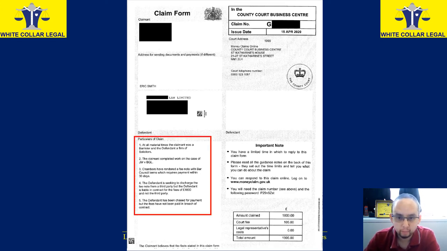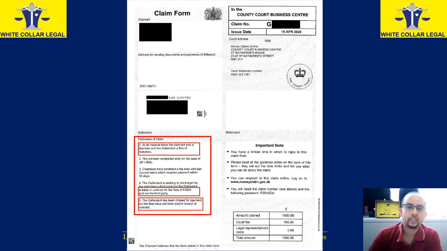And in particular, paragraph 1, the claimant is a barrister and they really should know what they're doing. The defendant, my client, is a firm of solicitors. Can you really believe solicitors coming to us for help? It really does seem like a straightforward claim. The barrister is claiming £1,800 under a contract for fees, and he claims that the solicitors are in breach of contract by not paying it. And that's it. Dead simple.